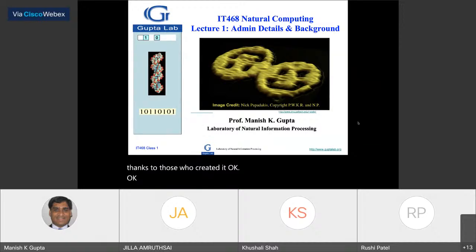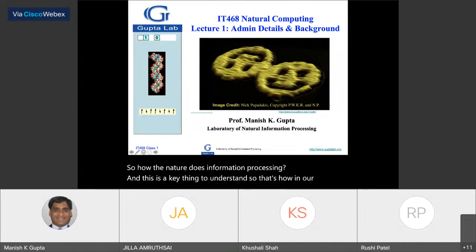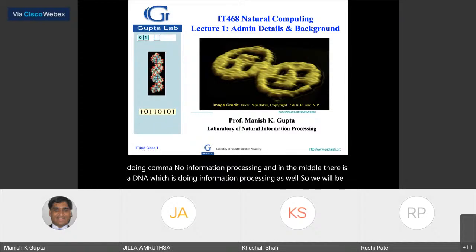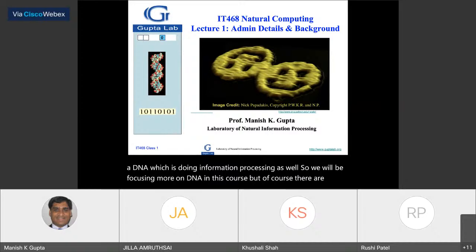Now, if you look at what the philosophy is here, at the bottom it is written Laboratory of Natural Information Processing. So this is the philosophy of natural information processing: how nature does information processing, and this is a key thing to understand. In our lab, at the top there is a classical computer, which is 0 and 1, doing information processing. At the bottom there is a quantum computer, because there is a string of qubits doing information processing. And in the middle there is DNA, which is doing information processing as well. We will be focusing more on DNA in this course. But of course, there are many other dimensions.